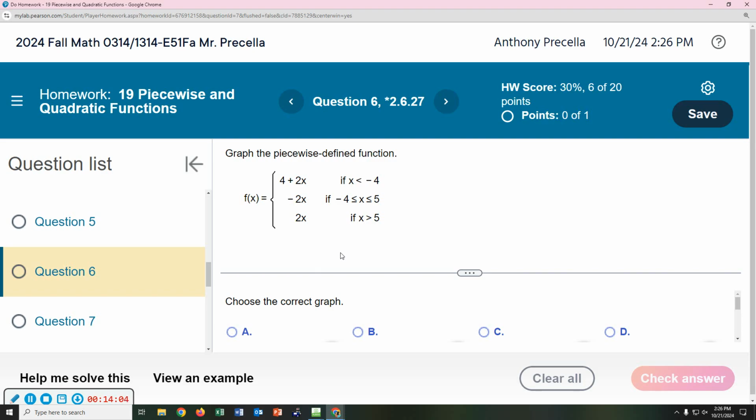We'll use the piece y equals -2x if x is between -4 and +5. And we'll use the piece y equals 2x if x is greater than 5.